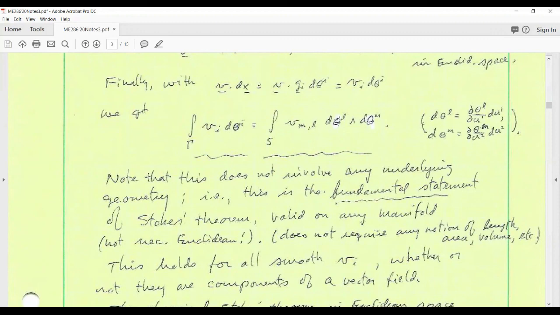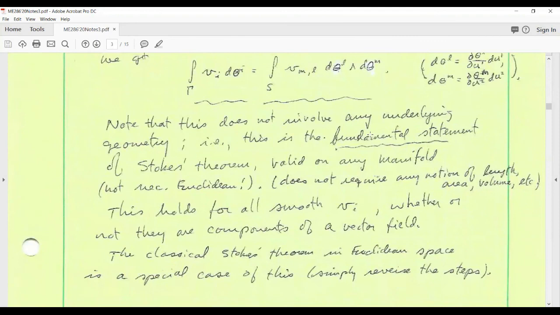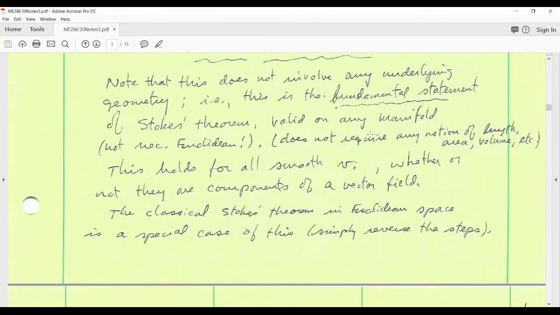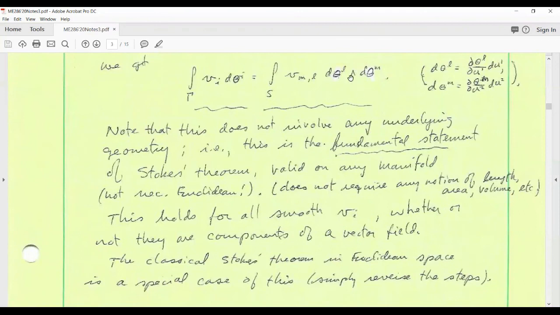The comma L goes with the first differential. The M in front goes with the second differential. So this is the fundamental statement of Stokes' theorem. Nothing to do with Euclidean geometry whatsoever. So it's extremely general. Okay. The classical Stokes theorem you get in Euclidean space that we started with, because we're familiar with it, is obtained simply by reversing the steps from this result to go back to the classical Stokes theorem.